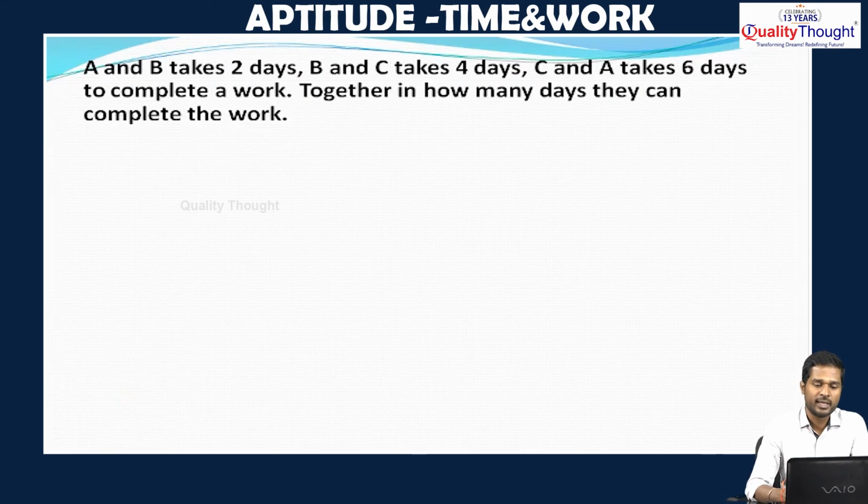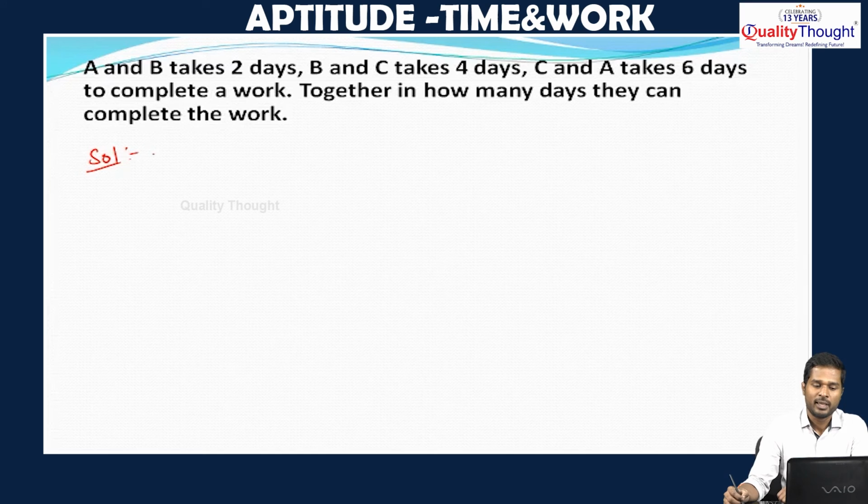The question says A and B take 2 days, B and C take 4 days, C and A take 6 days to complete the work. Together, in how many days can they complete the work? Together means if all 3 people A, B, C work together. First method, we take 1 day of work. A and B's 1 day work is 1 by 2, B and C's 1 day work is 1 by 4, C and A's 1 day work is 1 by 6.